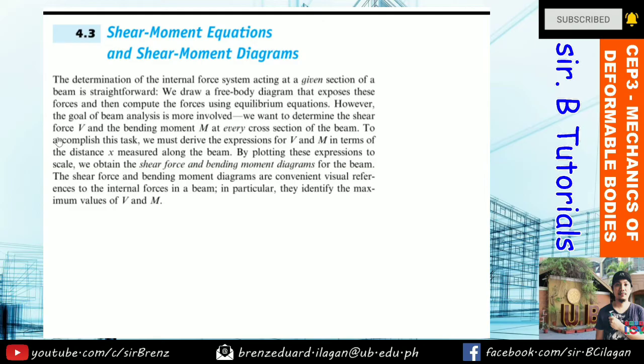So we want to determine the shear force V. The symbol for shear is usually denoted by capital letter V, and the bending moment has the symbol of capital letter M, at every cross section of the beam. To accomplish this task, we must derive the expression for V, the shear, and M, the moment, in terms of the distance X measured along the beam.